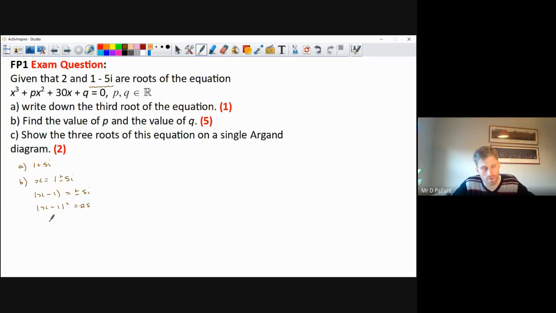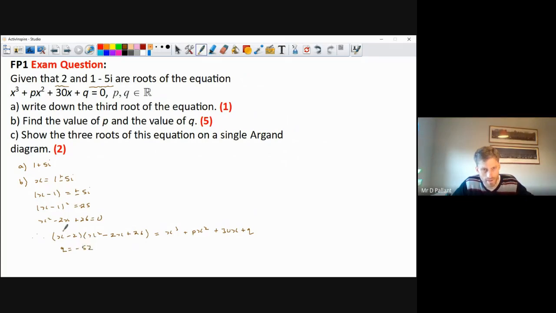That's a minus 25, of course. If you expand those brackets, add the 25. Okay, and then therefore we've got the solution of 2, so the factor of x minus 2, and also the quadratic factor. And that is equal to the original cubic, x cubed plus px squared plus 30x plus q. Right, so I can find q by doing minus 2 times 26. So q must be minus 52.